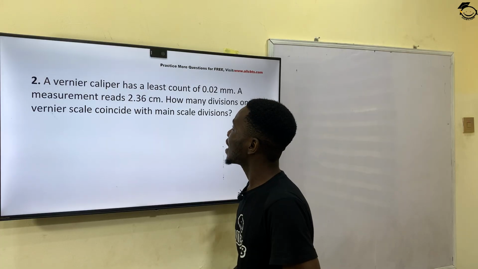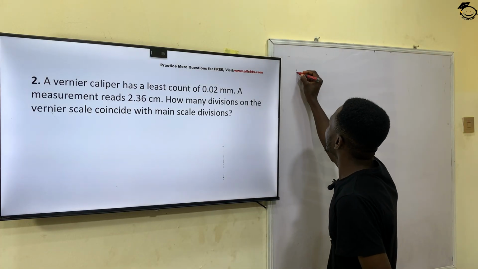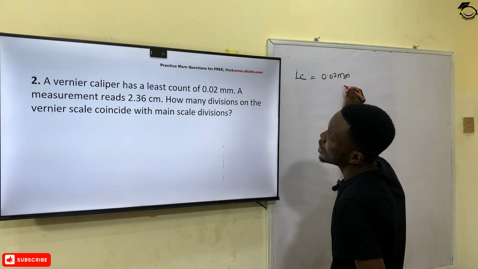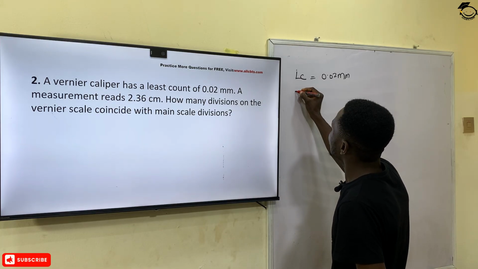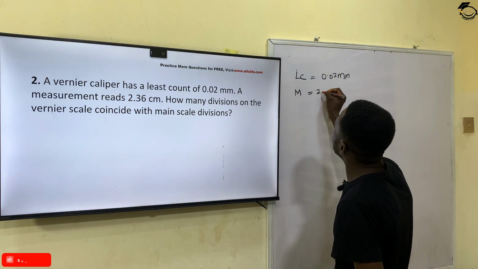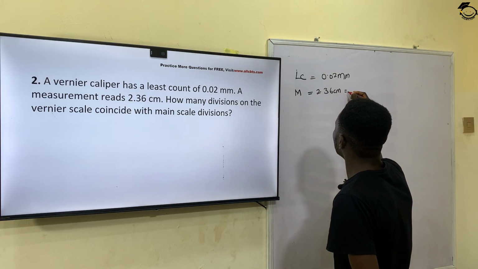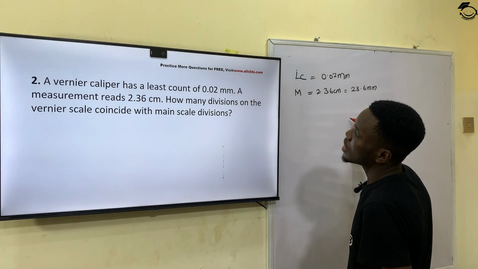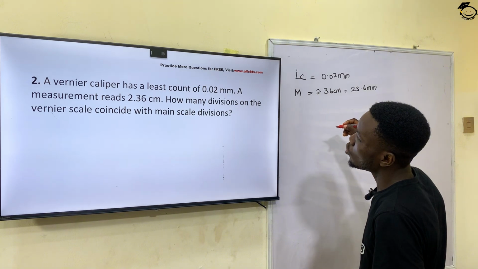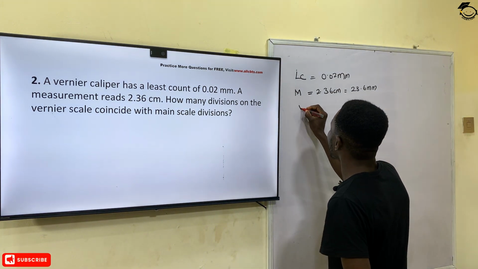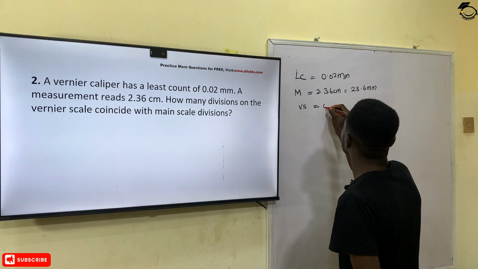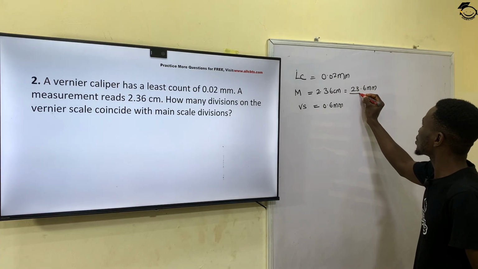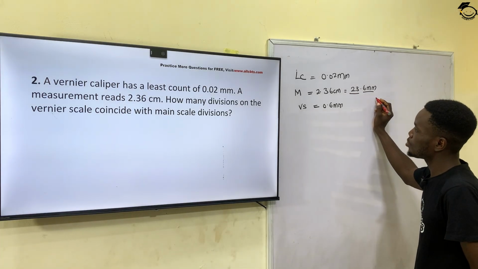It says, a Vernier caliper has a least count of 0.02 millimeters. A measurement reads 2.36 centimeters, which is the same thing as 23.6 millimeters. How many divisions on the Vernier scale coincide with the main scale? So my Vernier scale reading here is 0.6 millimeters. Looking at this, the main scale here is 23, and the decimal part is my Vernier scale.